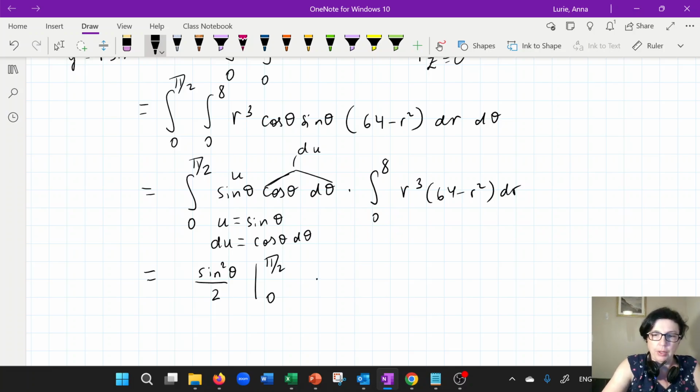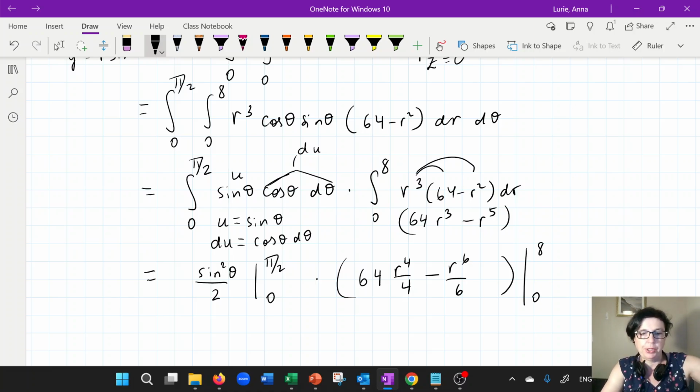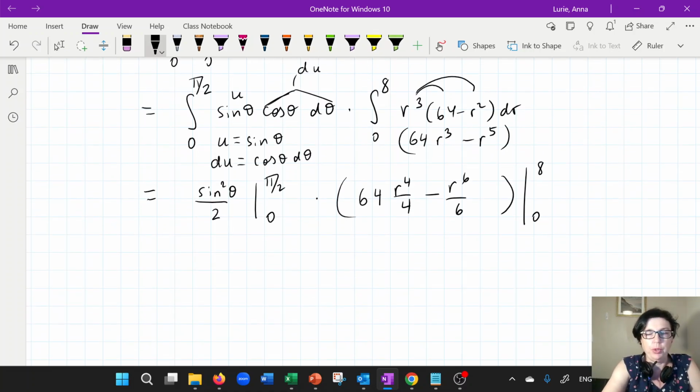For the second integral, before you integrate, you have to distribute. So that will become 64 r cubed minus r to the 5, okay? And now I can just integrate that using the power rule. So 64 r to the 4th divided by 4 minus r to the 6th divided by 6, and I substitute 0, 8. Okay, so if you plug in pi over 2 into sine theta, that is going to be sine of pi over 2, which is 1. And then 1 squared is 1. So that's just going to be 1/2. If you plug 0 into sine, that is 0. So that's all there's going to be from here.